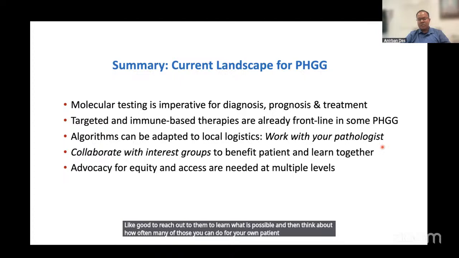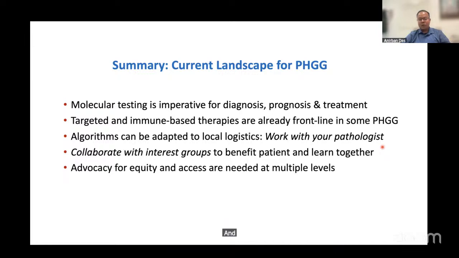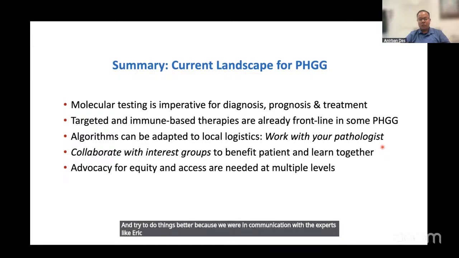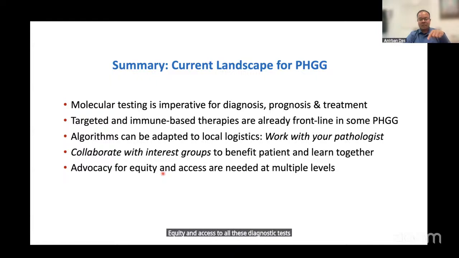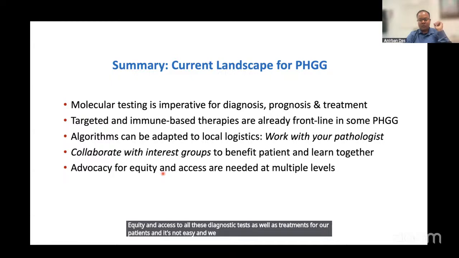As I was talking, even 7 years back, we treated patients in Tata Medical Center in Kolkata with targeted therapy, with immunotherapy, and tried to do things better because we were in communication with experts like Eric Buffet and Uri Tabori, who guided us on how to manage our patients. And of course, the big effort that we need to do together is to make sure that we have equity and access to all these diagnostic tests as well as treatments for our patients. And it's not easy. We all have to work together towards that.